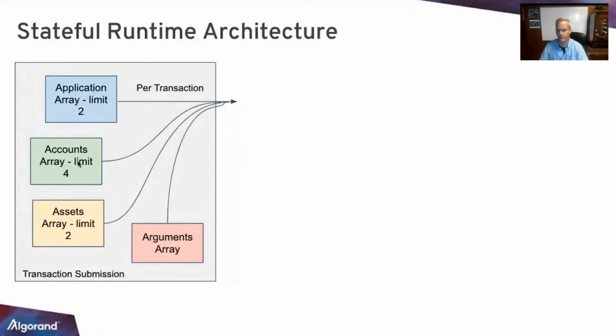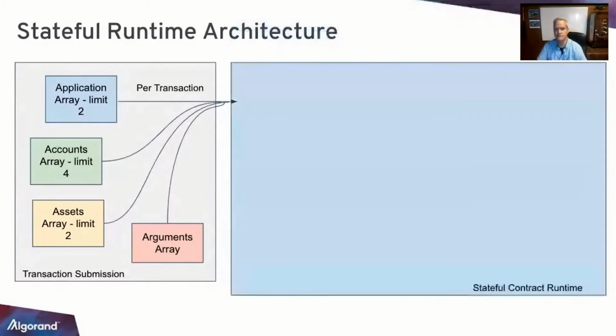So I may say, okay, I want this to be able to interrogate the configuration of asset B. Then I would pass asset B in the assets array, and I can interrogate the actual configuration of that. That includes things like its URL, metadata, total supply, unit name, those types of things. And additionally, you can pass a set of arguments to the smart contract as well.